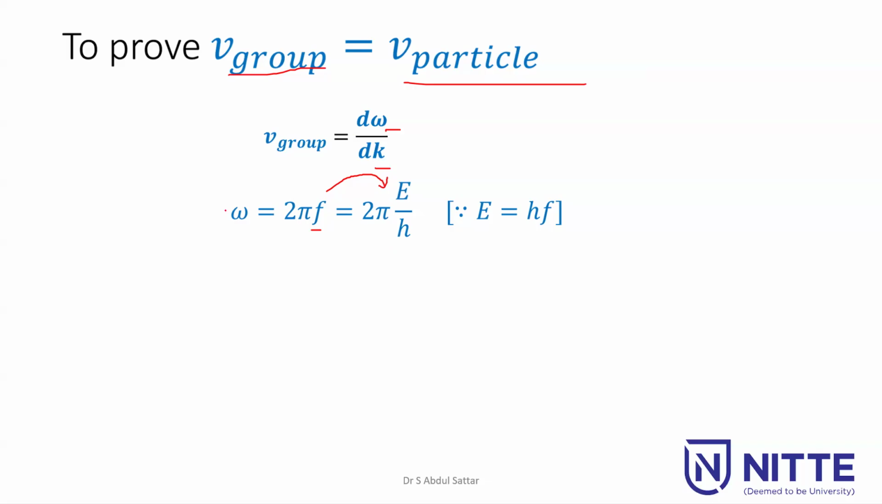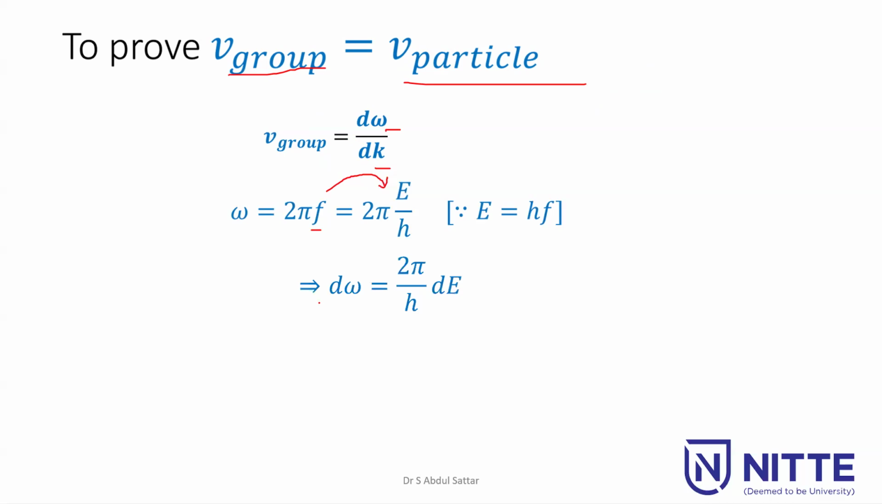If you take d omega, the omega changes with E only, because 2 pi remains constant and h remains constant. There is no change in the 2 pi by h. There is only change in the E. The change in E gives the change in omega. So d omega equal to 2 pi by h into dE.